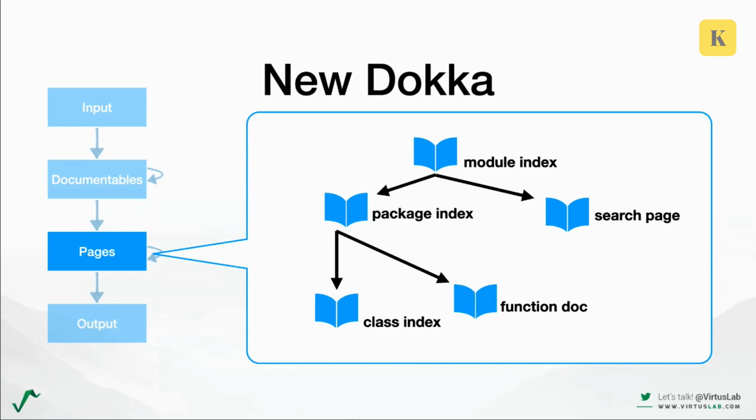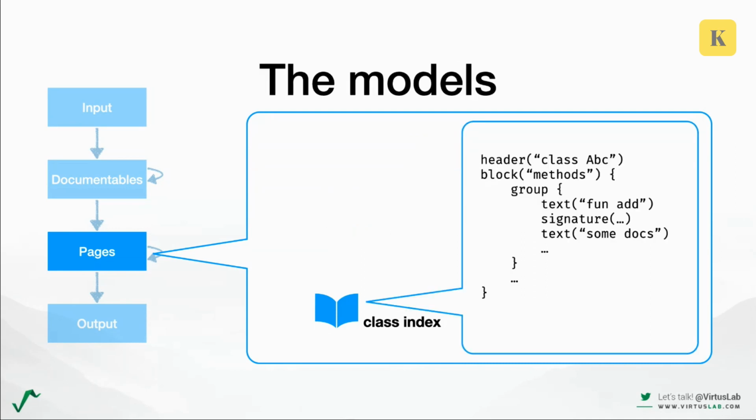So for example, a search page that gives you search functionality. And inside of these pages, there is some abstract representation of what users should see. So you have some tags. They are quite similar to Markdown or HTML tags. So you have some headers, block groups, signatures, etc. And basically, by editing this page, you can specify exactly what will be rendered to the end user.